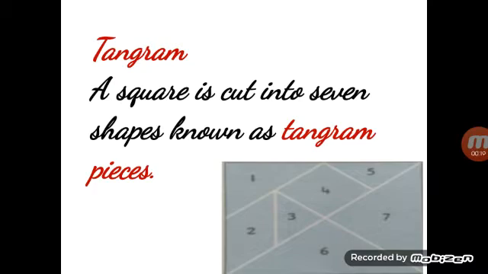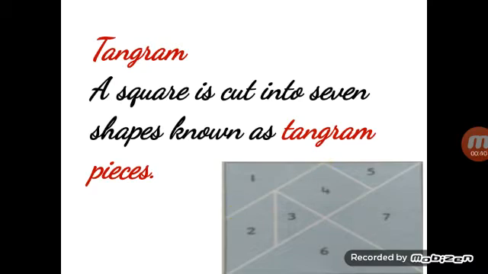So here you can see this is the square. It is written that a square is cut into 7 shapes. This is a square piece of paper, and this square piece of paper is cut into 7 shapes. Here you can see the different shapes.